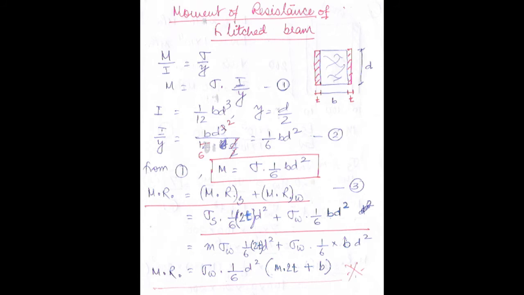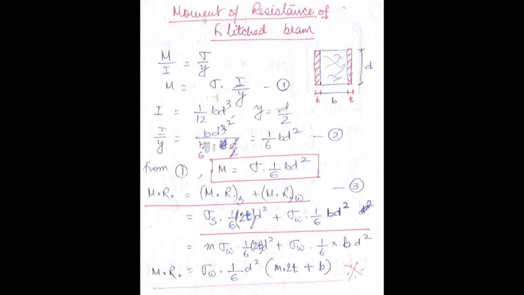M by I is equal to sigma by Y. M is the bending moment developed, I is the centroidal moment of inertia, sigma is the bending stress developed, and Y is the distance of the neutral axis till the farthest fiber. So from here, M is equal to sigma into I by Y. This is equation number 1.